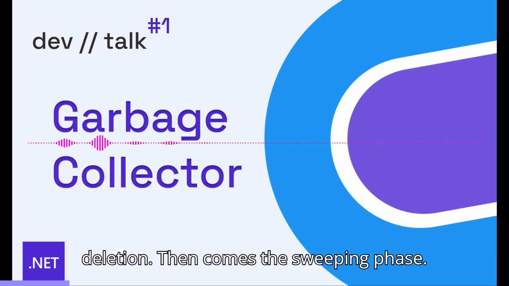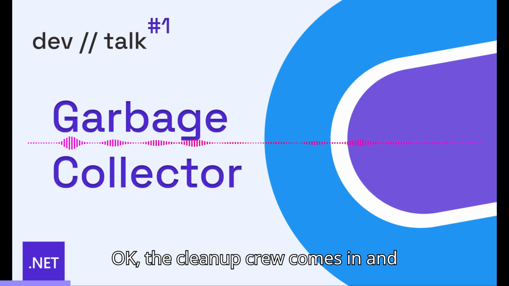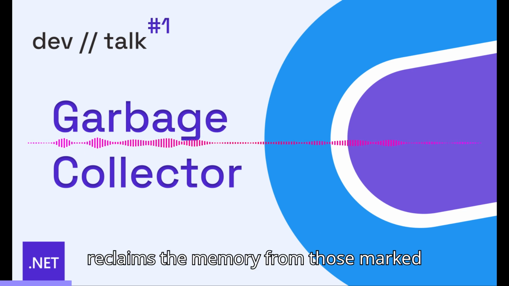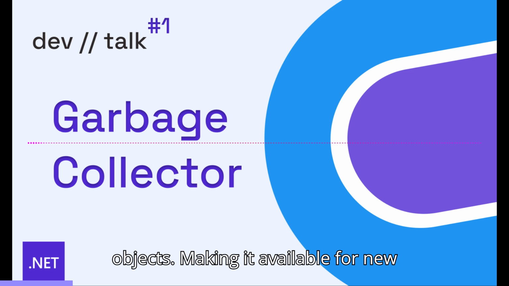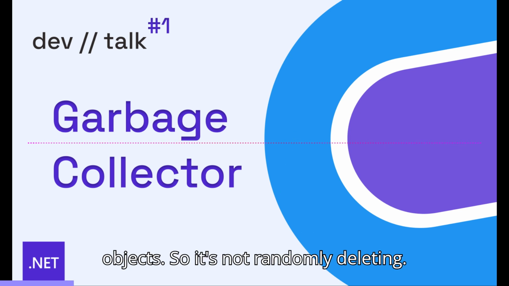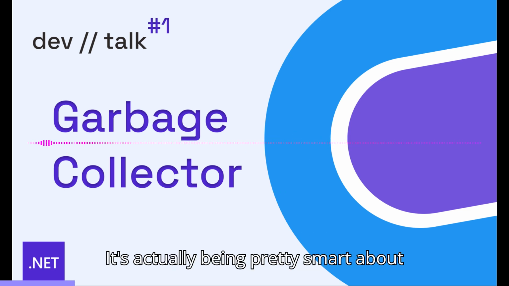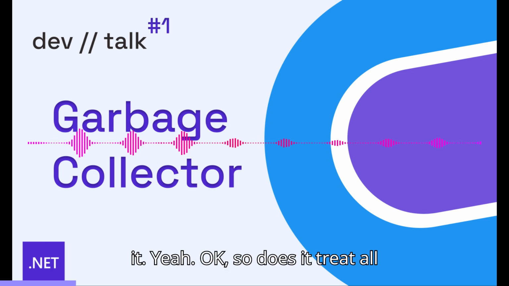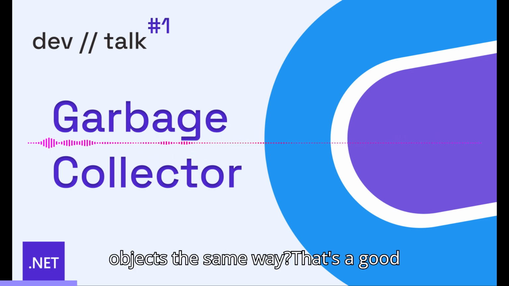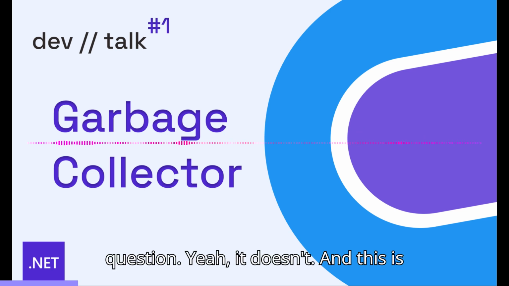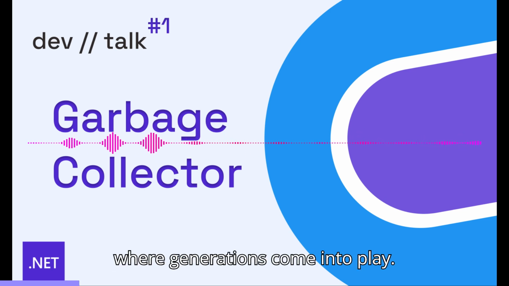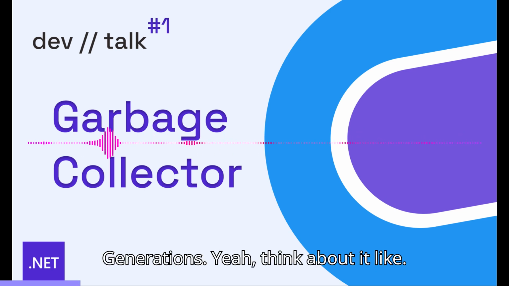Then comes the sweeping phase. The cleanup crew comes in and reclaims the memory from those marked objects, making it available for new objects. So it's not randomly deleting. It's actually being pretty smart about it. So does it treat all objects the same way? That's a good question. It doesn't. And this is where generations come into play.